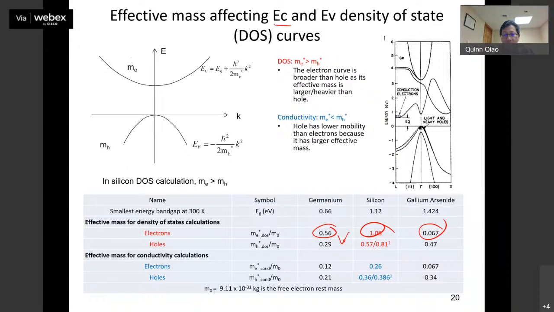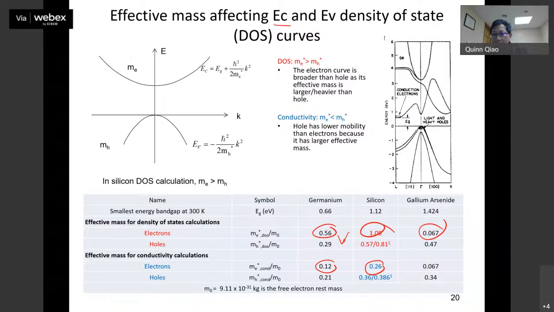But when you calculate the conductivity, it is the opposite. For germanium and silicon, the conductivity effective mass of the electron is smaller than that of the hole. That's why, on the last slide when we talked about the mobility of holes and electrons, we saw that electrons have a higher mobility. That tells us the electron has a higher velocity because the conductivity is higher. Its mass is smaller, and when the mass is smaller, it moves faster. That makes sense.